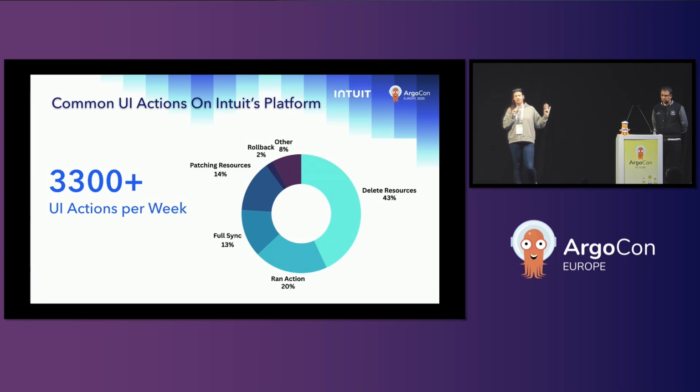So let's look at Intuit, for example. Let's look at, in production, the type of UI actions that happen on a weekly basis. As you can see by that big blue piece of this donut chart, delete resources is the top action that is done via the Argo CD UI. Now, what does delete resources mean? It can be referred to as, I'm going to go in and delete a pod. My pod is stuck in progressing. My pod is unhealthy. I need to restart it. I'm going to go in, delete that pod. It's going to restart, and a new healthy pod is going to spin up. That's an example of deleting resources.